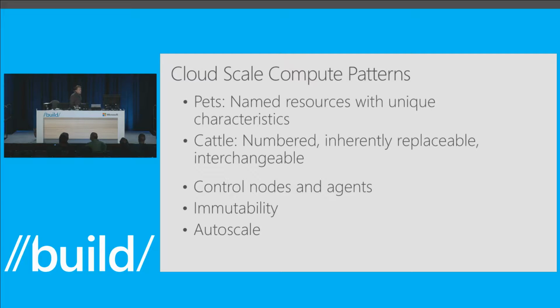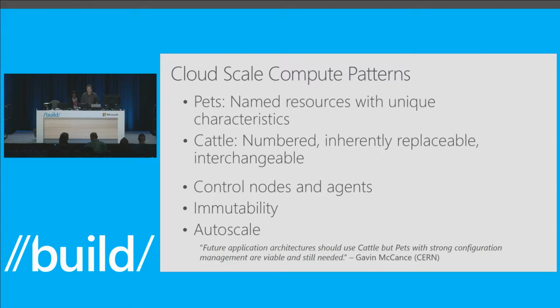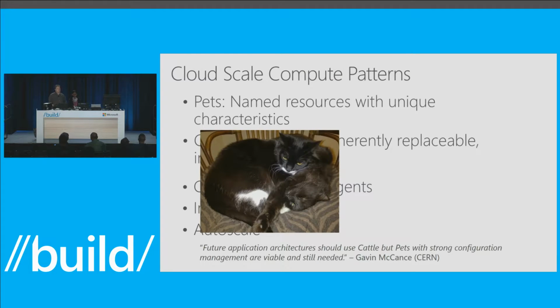So in terms of analogies, the guy who actually came up with cattle versus pets, Gavin McCants, said future application architectures should use cattle, but pets with strong configuration management are viable and still needed. And I think that's a good way to characterize it. So pets, I definitely get that analogy. We love them. They're unique. These are my cats, by the way, because I couldn't be bothered to do a copyright search of images.